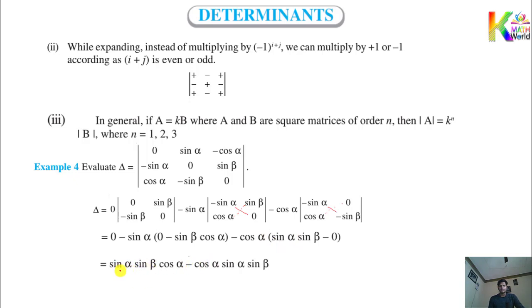Now see this properly. Sine alpha, sine beta, cos alpha, then here sine alpha, sine beta, cos alpha. It means almost similar terms are there, but here the order is different. It is almost like x minus x. So what is x minus x? Both got cancelled, and you got the answer, how much? 0. So that will be your final answer.